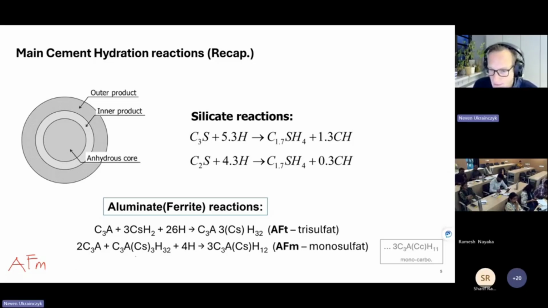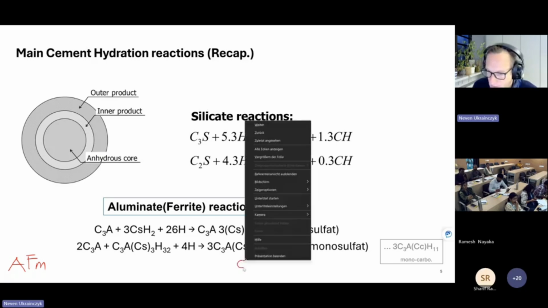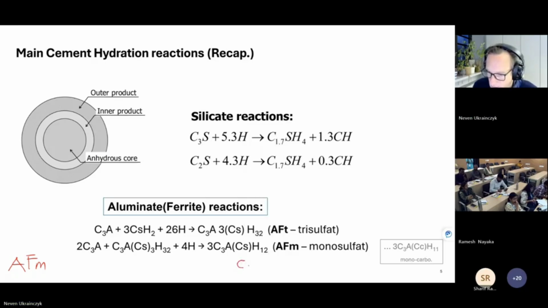And yeah, in the interlayer you have the calcium, you have the carbonate CO2. So this is the monocarbonate. If this is inside the interlayer, then we have the water here. We have the C3A. Yeah, and it's also 3 times C3A. So this is how you would write this reaction.